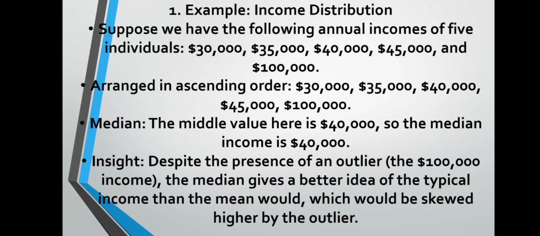Median: the middle value here is $40,000, so the median income is $40,000. You can see it's an odd number of observations, so the middle value will be the median income. The insight is, despite the presence of an outlier, the $1 lakh income, the median gives a better idea of the typical income than the mean, which would be skewed higher by the outlier.